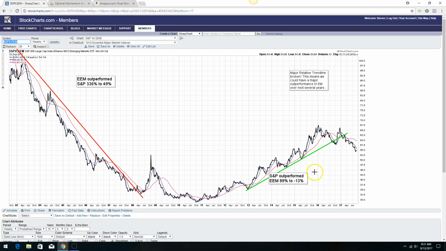Why is this important? Because now the S&P 500 relative to the emerging markets trend line broke. Okay, so this trend line was touched 1, 2, 3, 4 times. It came down, it whipsawed, and then came back, busted through, and is now rolling lower. Now, what this means is emerging markets in 2017 has been significantly outperforming the S&P 500.